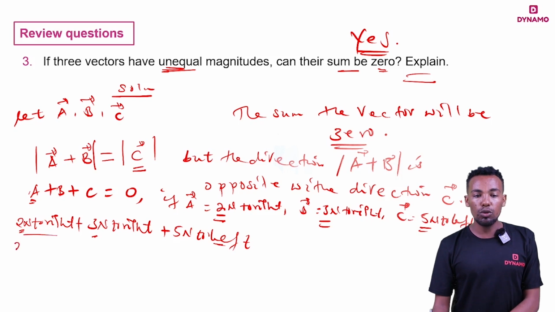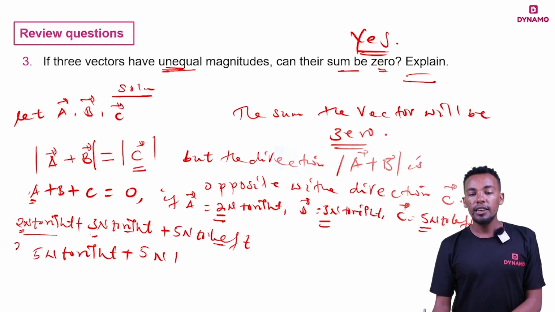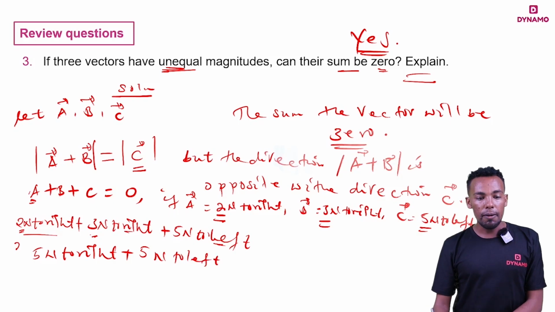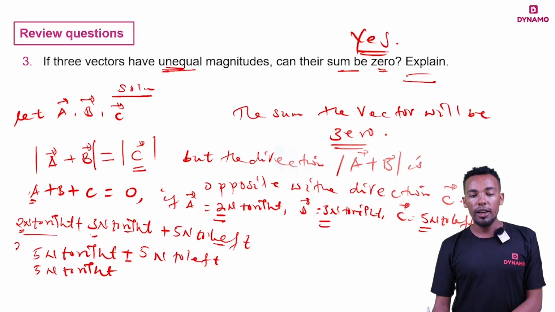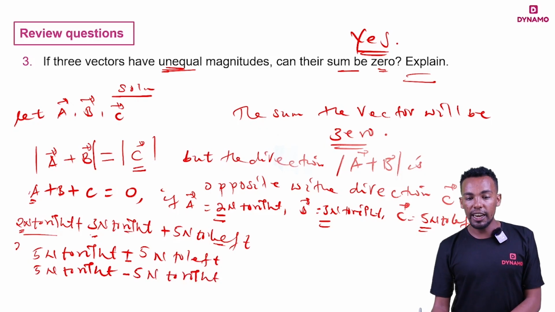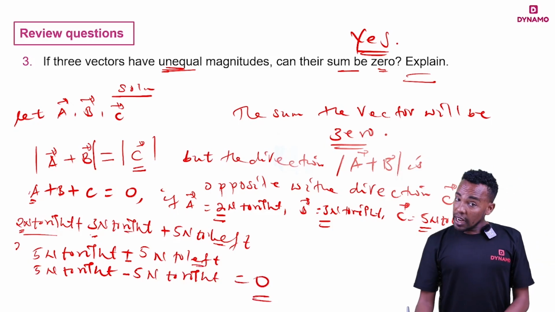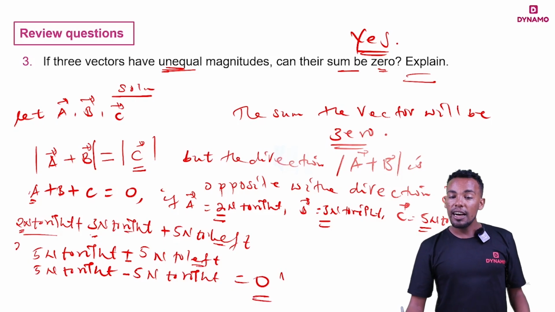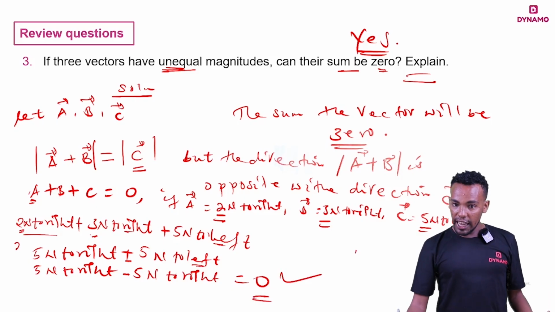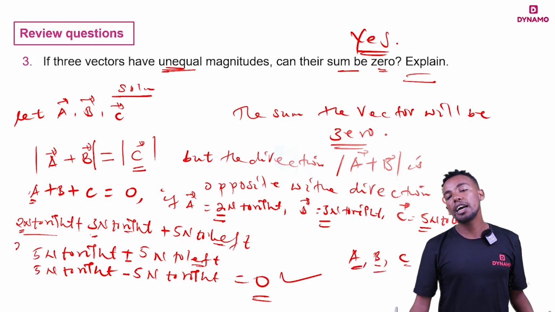Adding these two together gives 5 Newton to the right plus 5 Newton to the left. If we put a minus on 5 Newton to the right, it becomes minus 5 Newton to the right, and the direction changes. So how many is it? It is 0. The sum is 0, although vectors A, B, and C have different magnitudes.